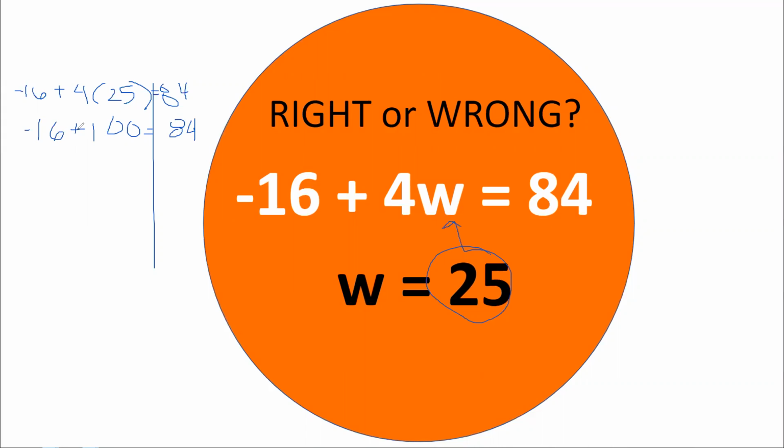Now I'm taking 100 plus -16. Since they are different signs, I'm subtracting. 100 minus 16 is going to be 84. And then since the 100's bigger, it's going to be a positive 84. And since 84 equals 84, that is right. So hopefully you said right for your answer.